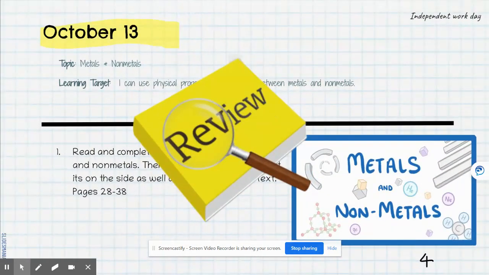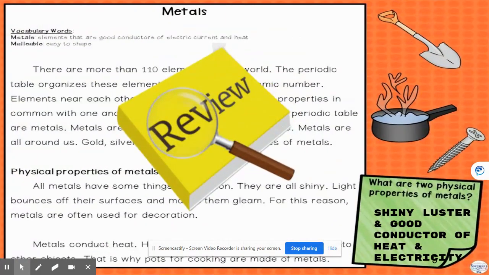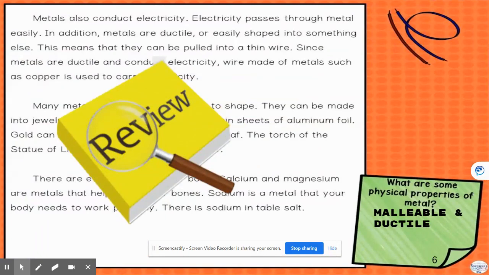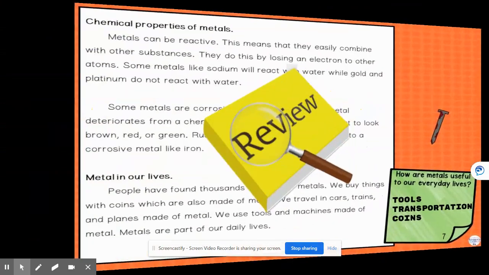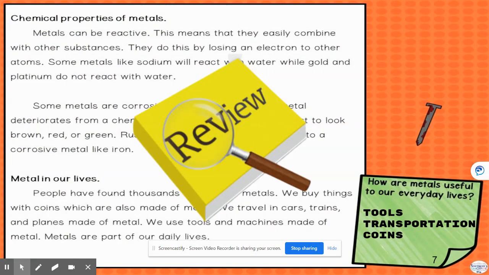A review of last week, Tuesday: you were looking at metals and nonmetals. Knowing that physical properties of metals include things like shiny luster and good conductors of heat and electricity. Also knowing that they are malleable and ductile. Malleable means you could be pounded into a sheet, and ductile means metals can be pulled into a wire. Metals are useful in our everyday lives. Some things we use metals for include tools, transportation, and making coins.